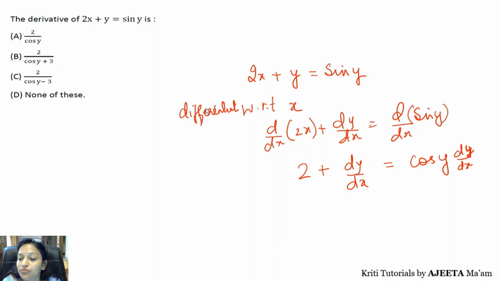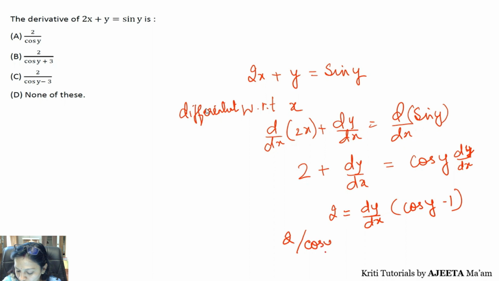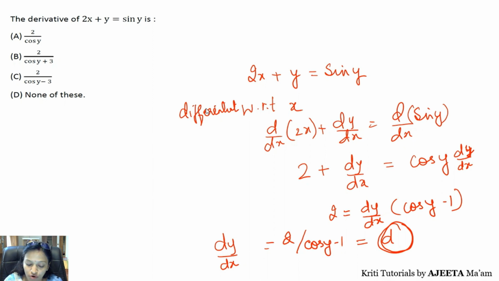Now we will take the terms of dy by dx on one side. So what we will get, 2 is equal to dy by dx. If I take common, I will get cos y minus 1. So my answer is 2 upon cos y minus 1. But we can't see this option, so we will have the option D as the answer, that is none of these. So do not get confused that you are wrong or something. No, you are correct. So you will mark the D option, none of these. But all these questions that we are taking, as I said, they are important for 2 marks as well. Okay, now let's move on to the next.